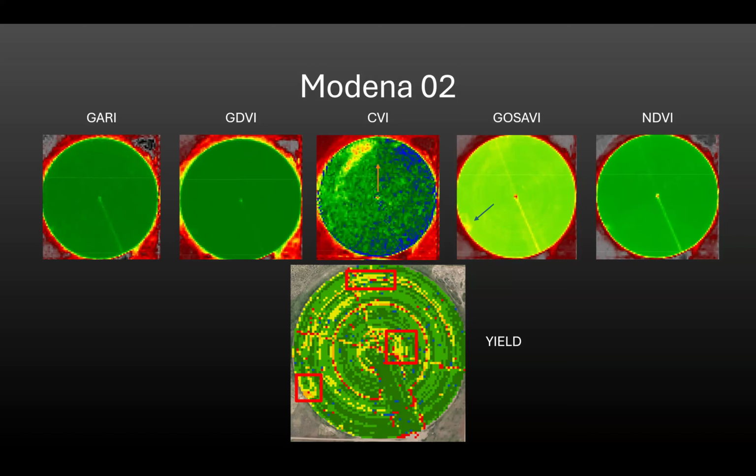Same with the GDVI. NDVI followed a similar pattern. It did pick up a little bit here in the corner, and the GOSAVI as well. The CVI picked up this band in here, which isn't super strong. There is a pretty good patch right there. If you squint your eyes right, there is a little bit of lightness in the GOSAVI, but not enough to make a good measurement.